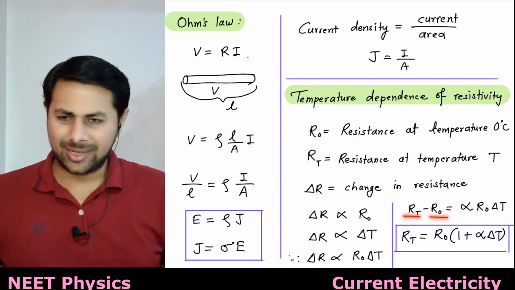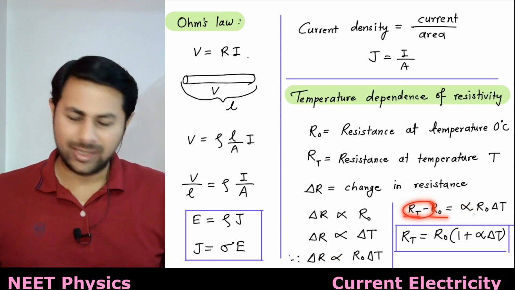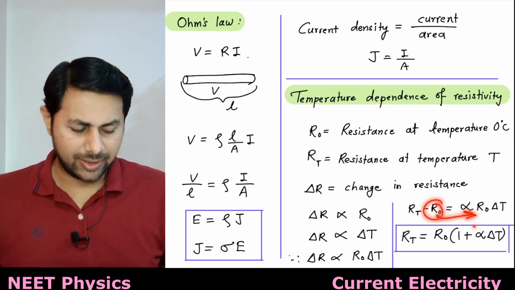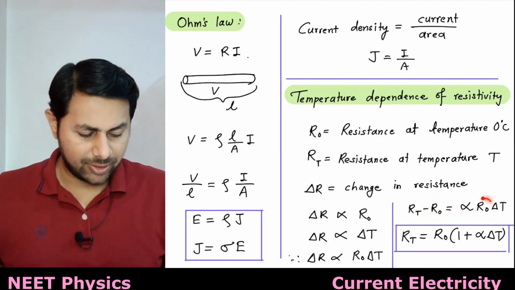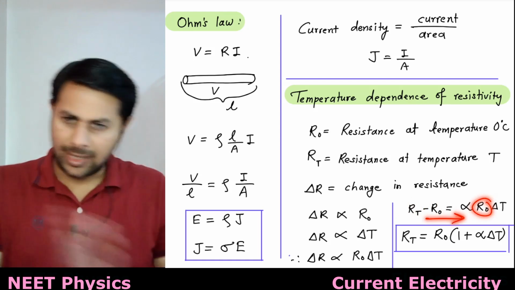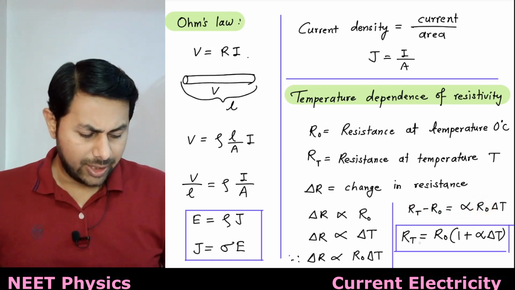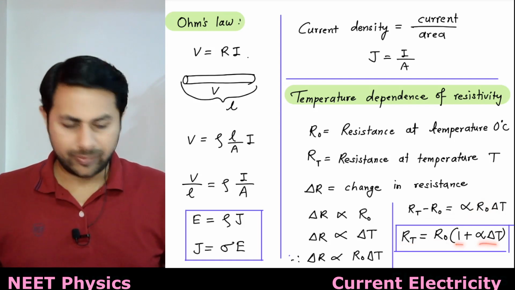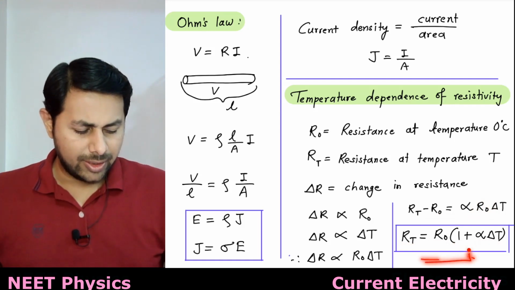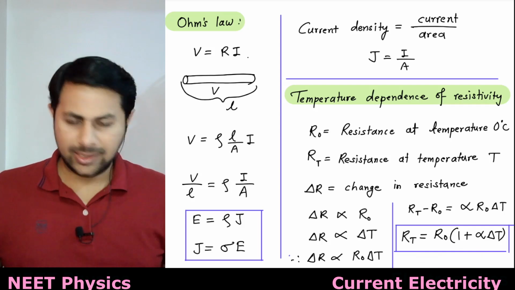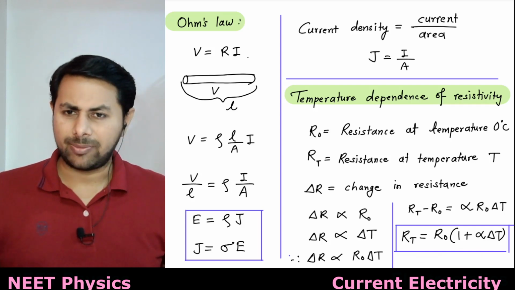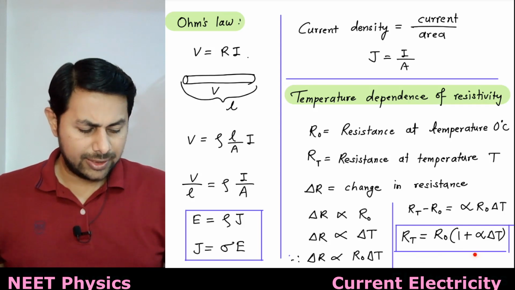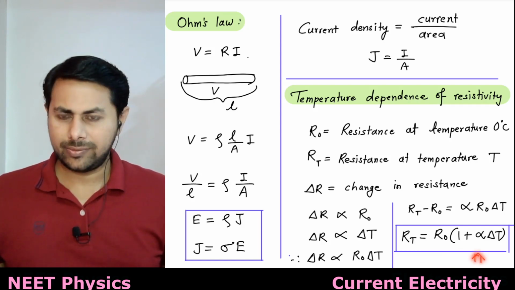So RT minus R naught, this is the change in resistance, is equal to alpha times R naught delta T. You can move this R naught to this side and take it common from this term, and you get RT equal to R naught multiplied by 1 plus alpha delta T. You need to remember this formula: RT is equal to R naught multiplied by 1 plus alpha delta T, right? Is this clear, everyone?